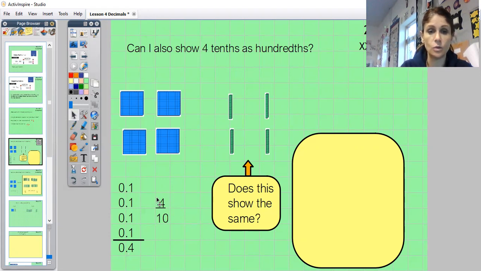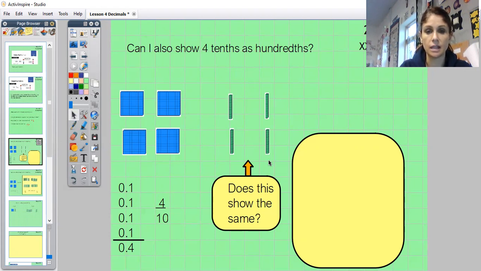And that's worth 4/10. Okay, so have a look at this. Do you think that these 4 are the same? So if we've got this picture here of the 4 blocks, is this showing me the same? No, it's not, is it? You know it's not, of course not.